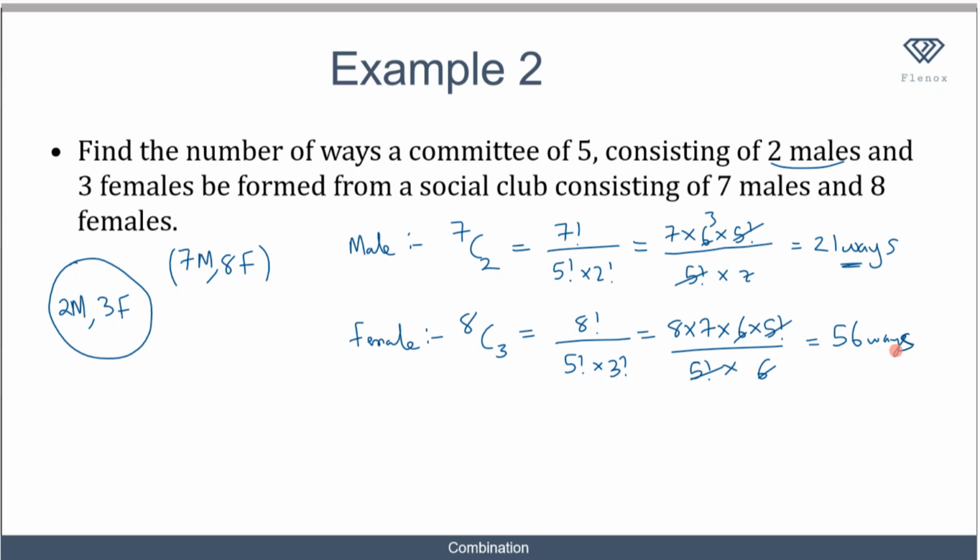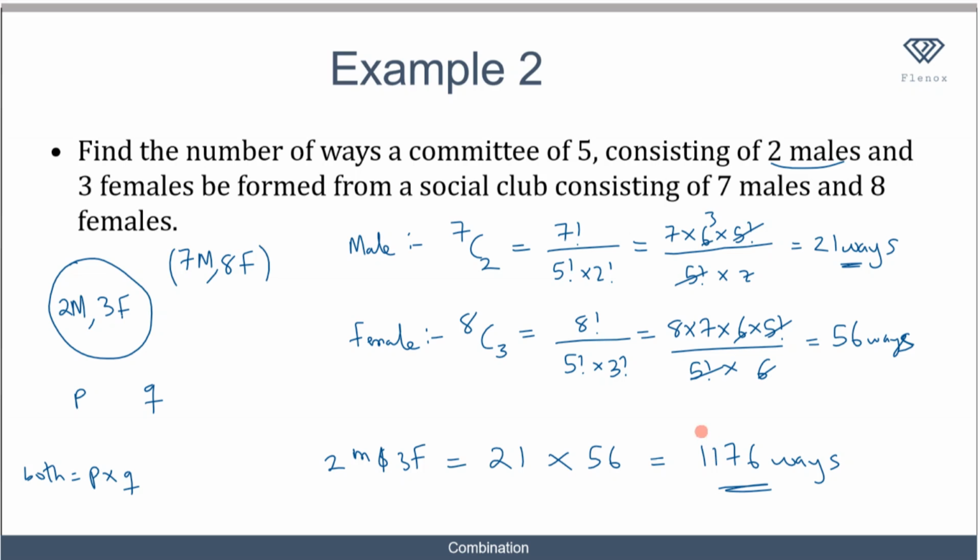If you remember, we said that if the number of ways of selecting an item is P, and selecting another item is Q, the number of ways of selecting both will just be what? P times Q. So now the number of ways of selecting 2 males and 3 females will just be equal to the product of their individual combinations. So that will be equal to what? 21 times 56, and 21 times 56 gives us 1176 ways. So there are 1176 ways in which I can form this committee of 5.